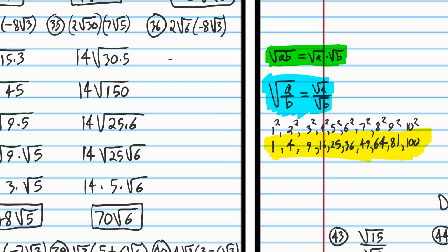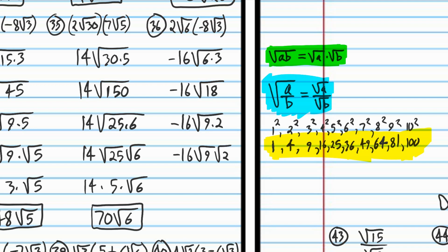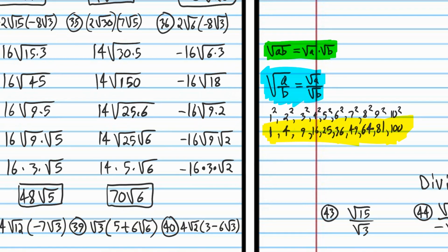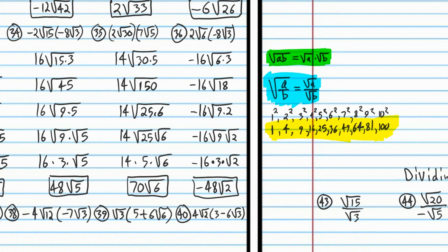All right, we're back. I'm going to refactor to pull out a perfect square. I'm going to use the green equation. So we got negative 48 square root 2. Good job.